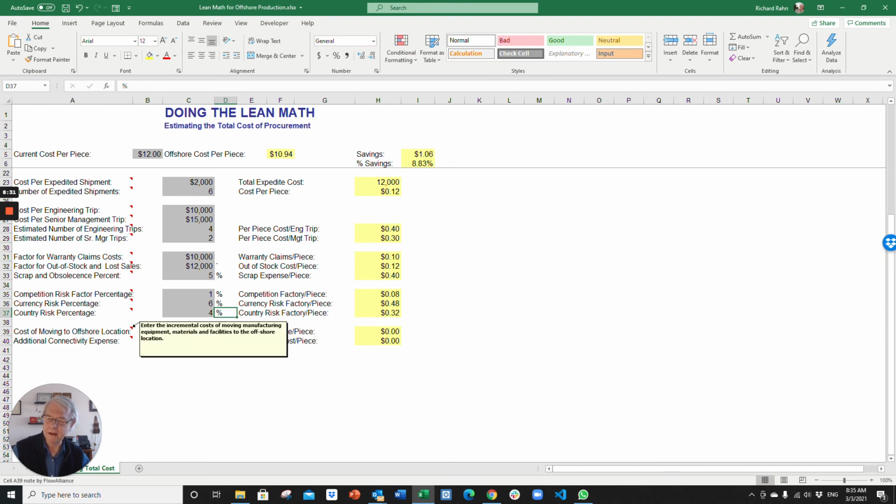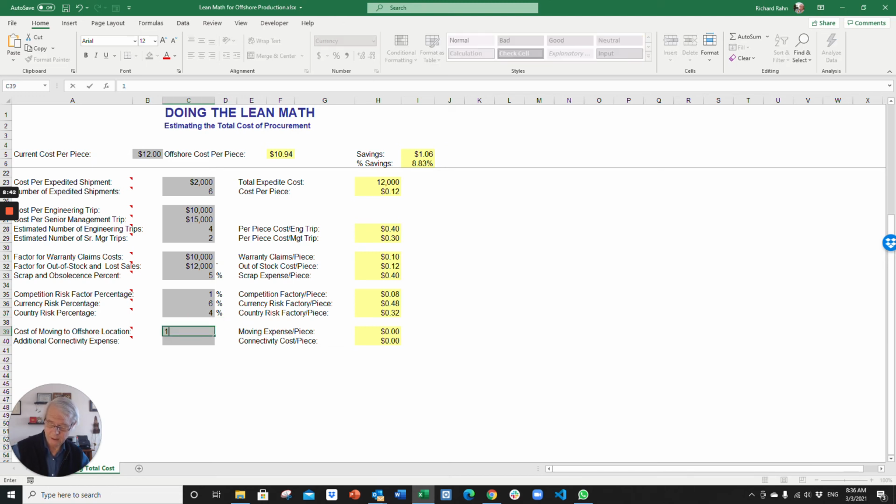Okay. And then cost of moving. Enter the incremental cost of moving manufacturing equipment, materials, and facilities to the offshore location. So if we're actually moving production over there, that could be huge. So we'll put in, let's just say $50,000. And additional connectivity expense, that means the cost of connecting with them. If they're in a different time zone, we need to factor that into our thinking too. Not convenient if they're in a different part of the world.